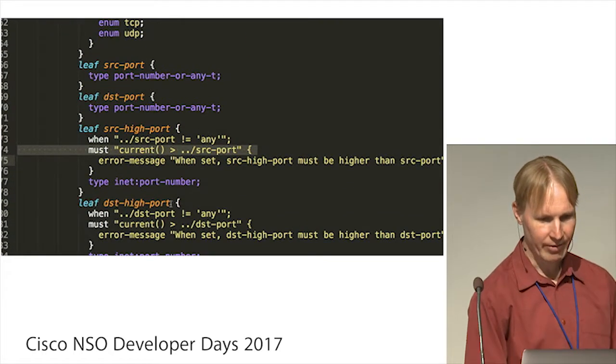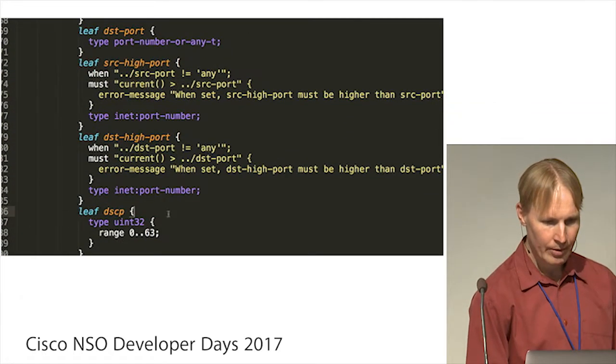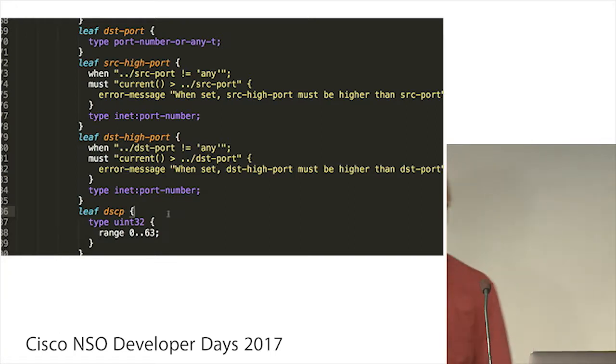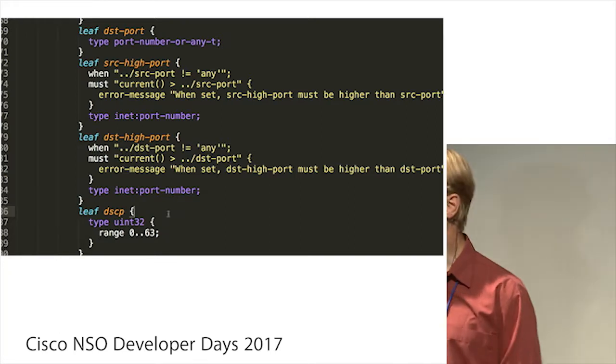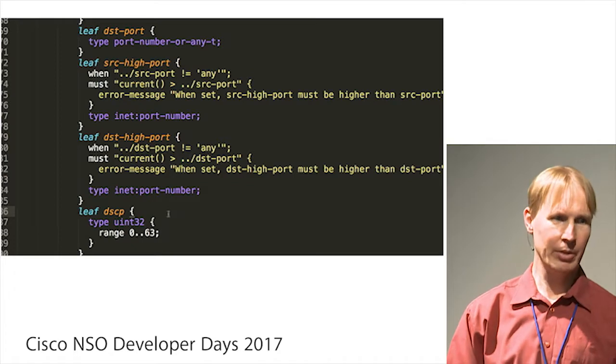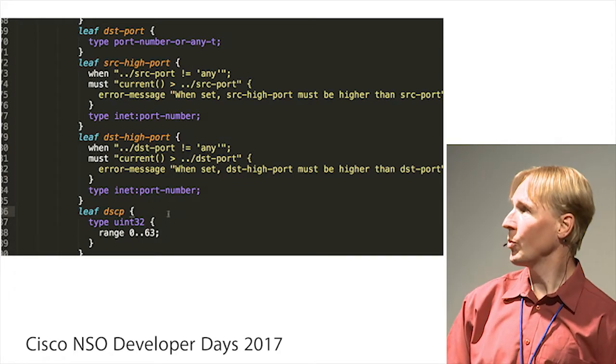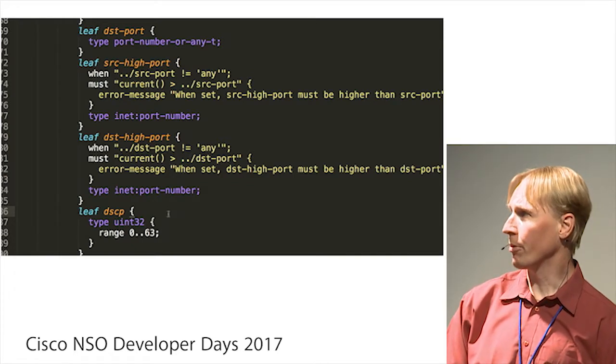And the same thing for the destination high port then. DSCP. It's an optional thing. I didn't put mandatory on it. So if it is there, you want to be able to set it to a value from 0 to 63.